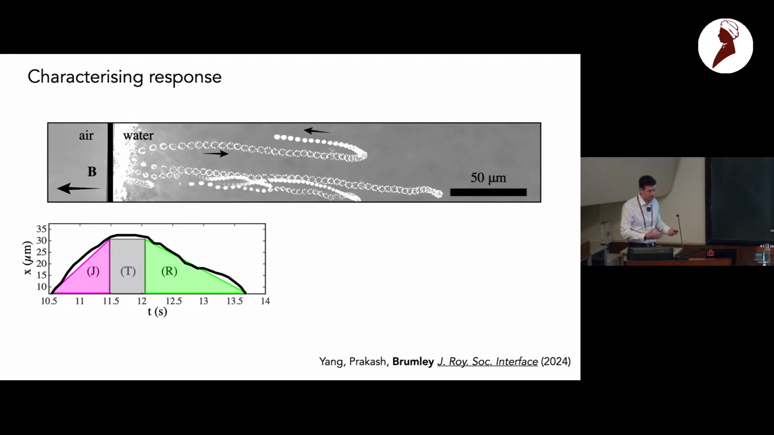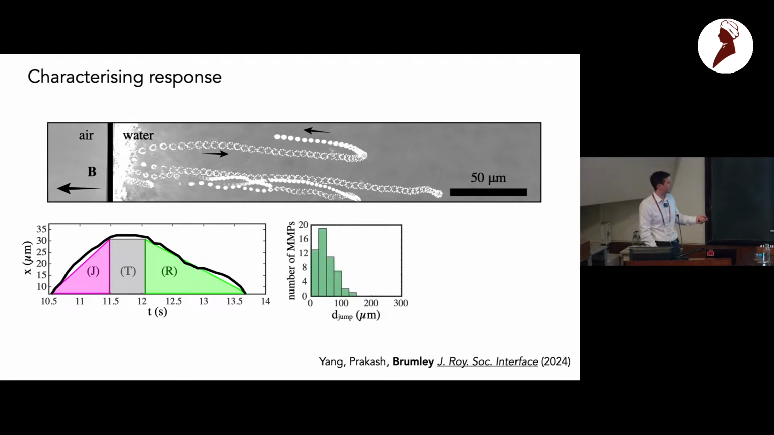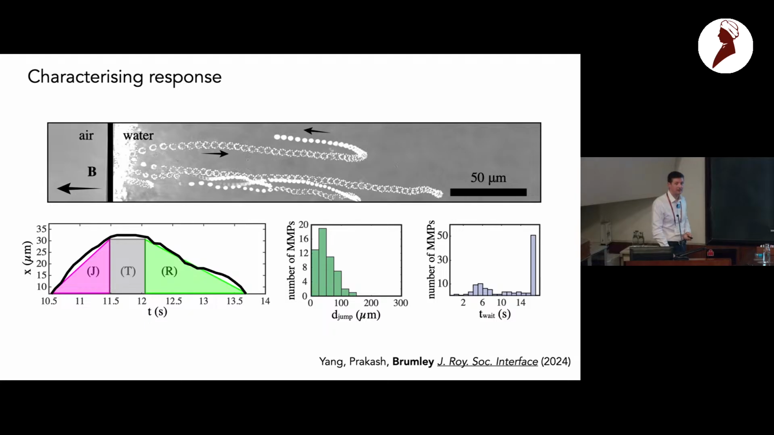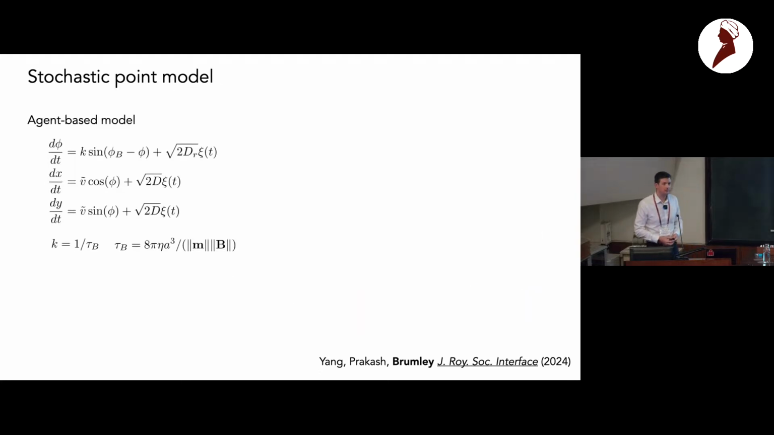And we trawled through many trajectories here and found probability distributions for the distance that these organisms jump. This is D jump, how far it comes out, and the waiting time that it exhibits at the boundary before it jumps, so how long it takes for it to realize that the oxygen conditions are very bad and move in the opposite direction. And then we compared... Yeah.